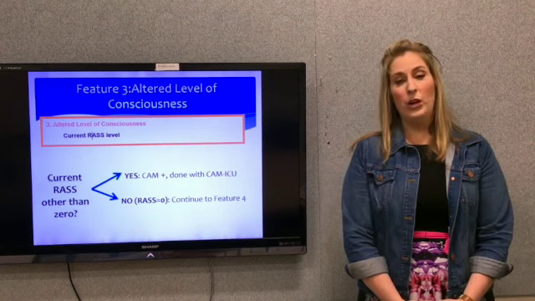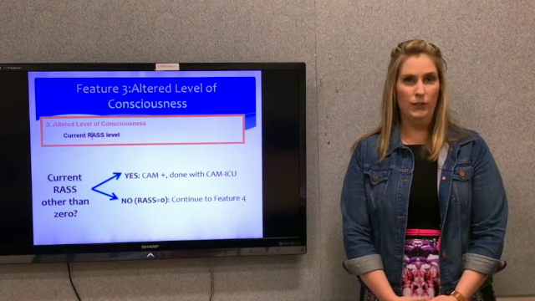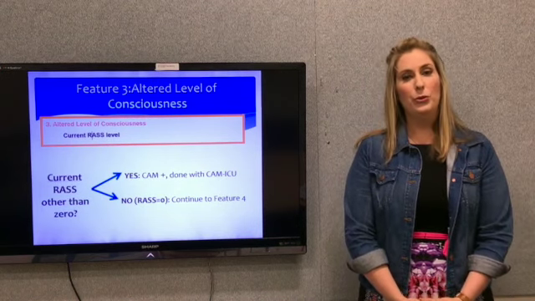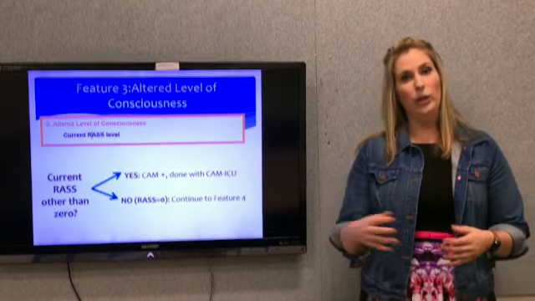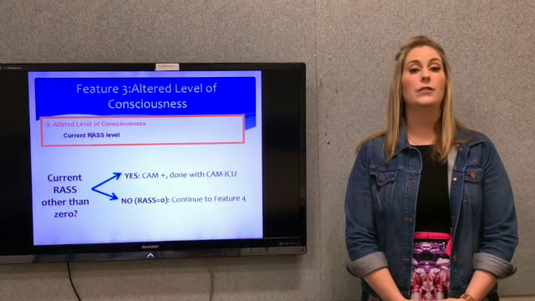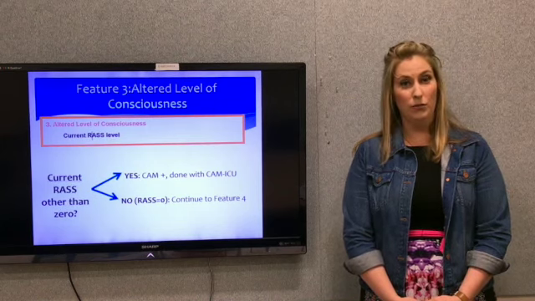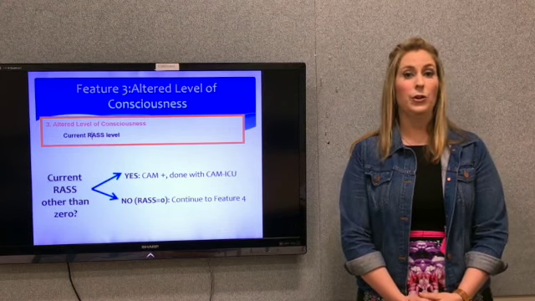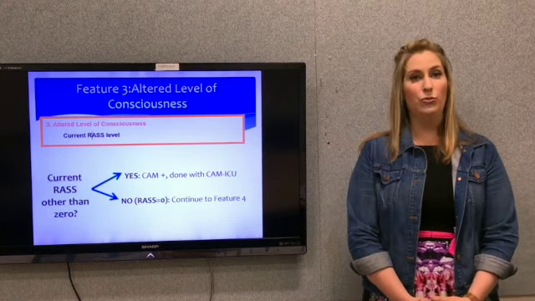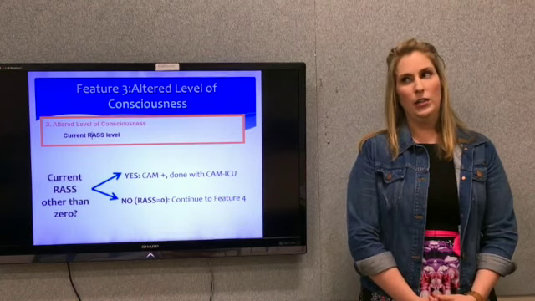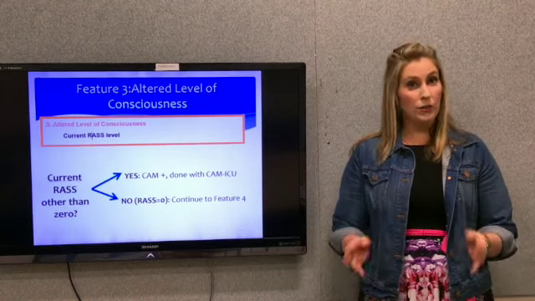So feature 3 is quite easy. It's just altered level of consciousness. So you're just looking at what their RASS is right at this time. We went through that, so again, RASS +4 to -5. If it's anything other than 0, then they're considered CAM-ICU positive. If they had the inattention and have a RASS of 0, you have to proceed on to feature 4 of the CAM-ICU, which is disorganized thinking. Most times this person's not going to have a RASS of 0, but occasionally they do.